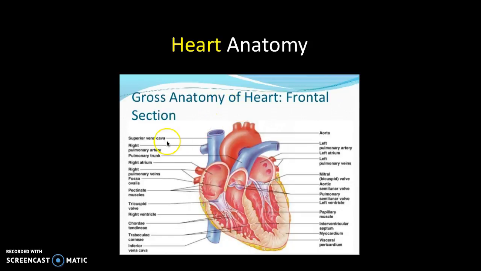As you can see here, there is the superior vena cava and the inferior vena cava, which bring deoxygenated blood into the right-hand side of the heart. This is the right atrium, and this is the right ventricle. And then what you have here is the aorta, which takes blood out of the left-hand side of the heart, so this being the left atrium and left ventricle. And then this is the left pulmonary artery.